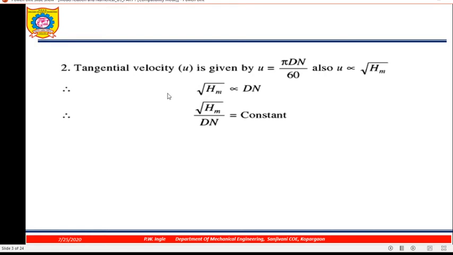Second condition is: under root H_m upon DN equal to constant. How are we getting this? Tangential velocity is given by u equal to pi DN by 60. So u is proportional to under root of H_m. How? Pi is constant, 60 is constant.